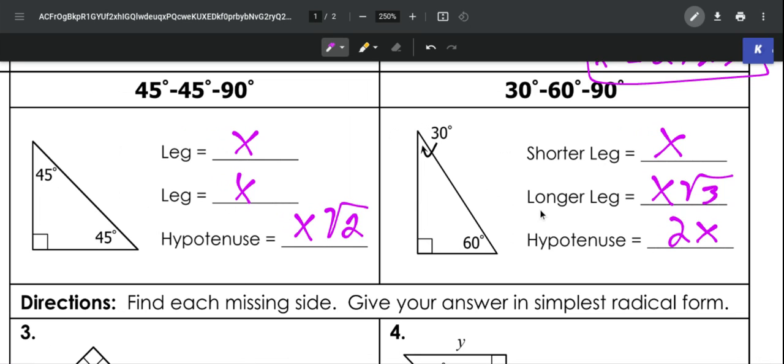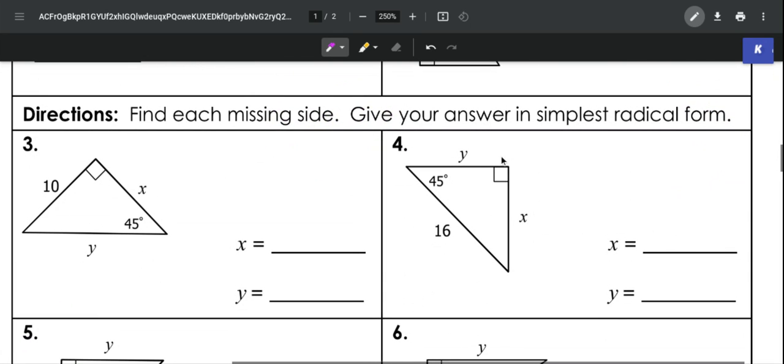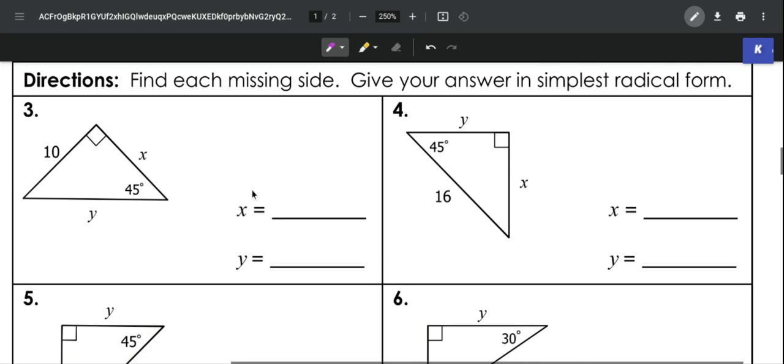So that's all the information you need to know for these, and I'll show you how we'll use those to figure out what our legs are, or what our hypotenuse is. We can use this for what we'll do next. So make sure you get this stuff written down. Now we'll look at some examples.